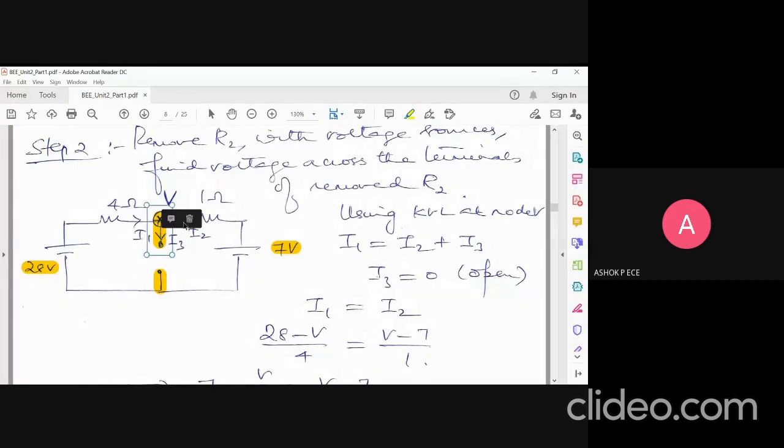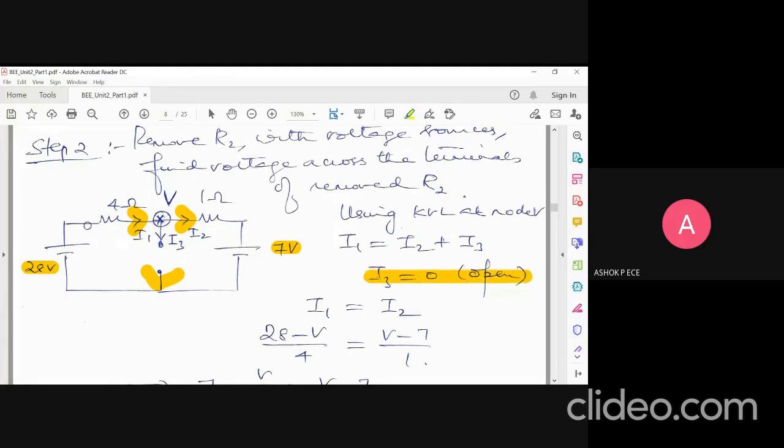So you can see a node here. I'm going to mark this node as V. You see here, you have 3 branches coming here. I'm assuming the current directions like this. So 3 currents are there. How many incoming currents and how many outgoing currents? One incoming, two outgoing. And you see here, this terminal is open. So naturally, even though I assume this current, its value will be 0 because this terminal is open, correct?